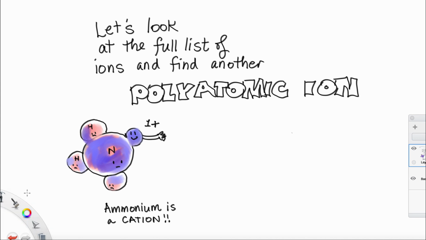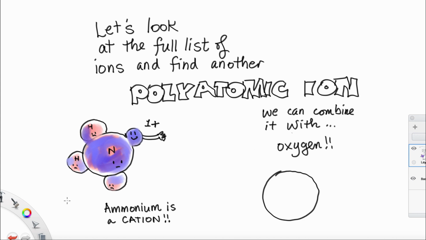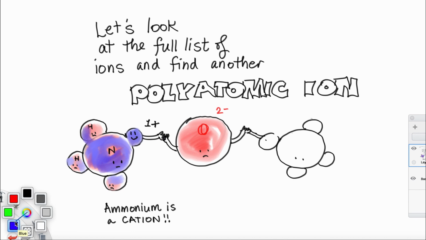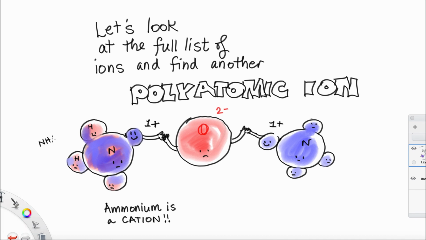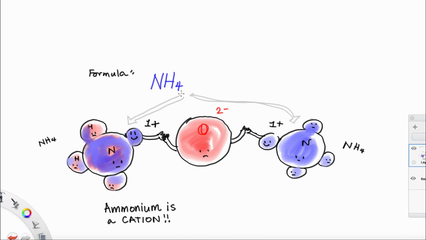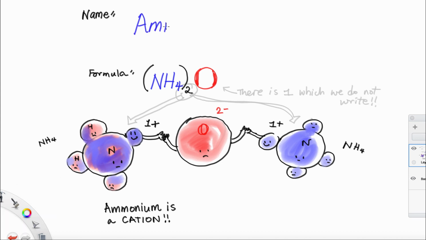So let's watch ammonium combine with something. We can combine it with oxygen. So oxygen is -2, makes a -2 anion. And in order to combine with ammonium, you need actually 2 ammoniums. And to write this, let's write the formula of this. NH4, how many of them? Well, there's 2. And there is only 1 oxygen, so we don't write that 1. The name is ammonium oxide.